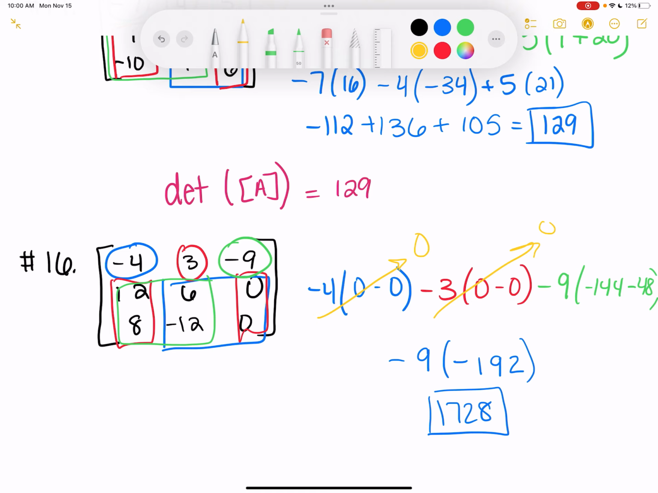I added 48. I would have gotten this number, but I was thinking the 4 was like a 6.